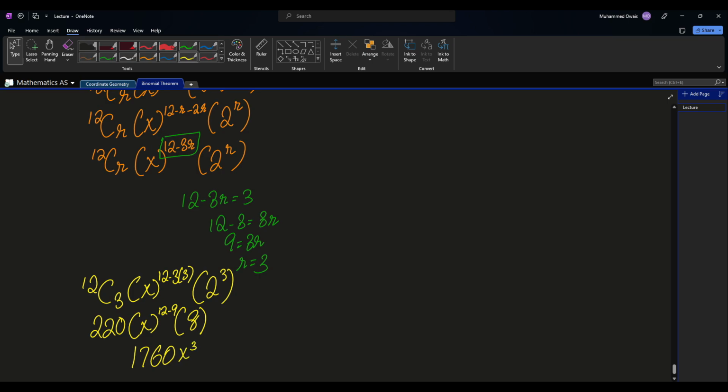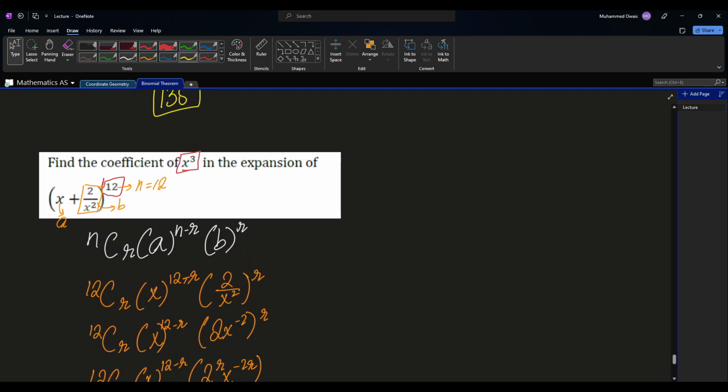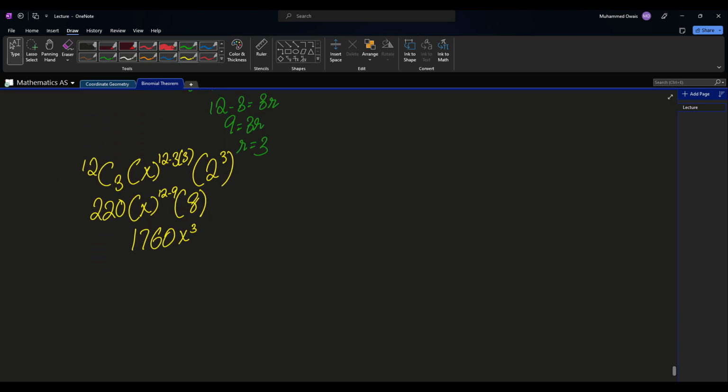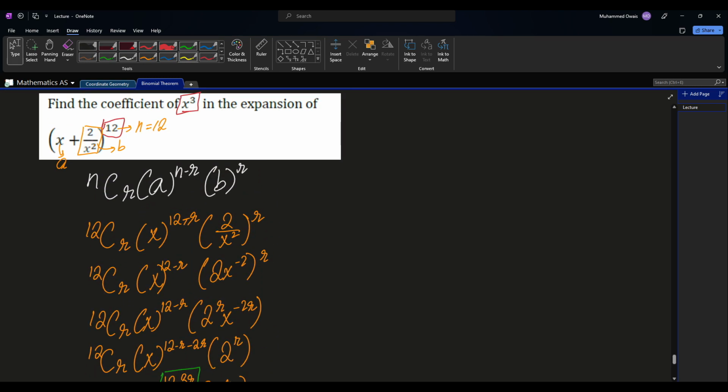And there it is, there is our answer. They asked us to find the coefficient of x cube in this expansion, and the coefficient of x cube, as we just found out, is 1760. See, pretty simple. Whenever you want to find a term directly, you use this method.